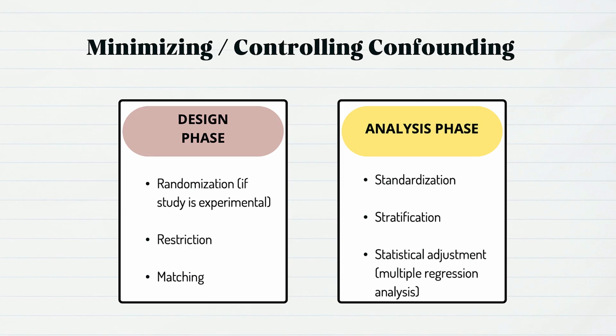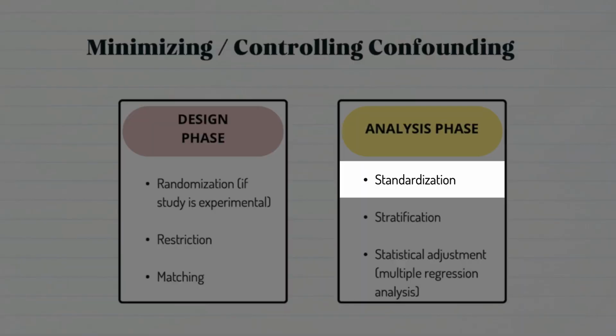If investigators decide not to control for confounding in the design phase, they might collect data on that confounder during the data collection phase, and then control for it in the analysis phase. And they can do this by standardization. This is usually age standardization, which we're actually not going to cover in this class because it is not used all that often for analytic studies.